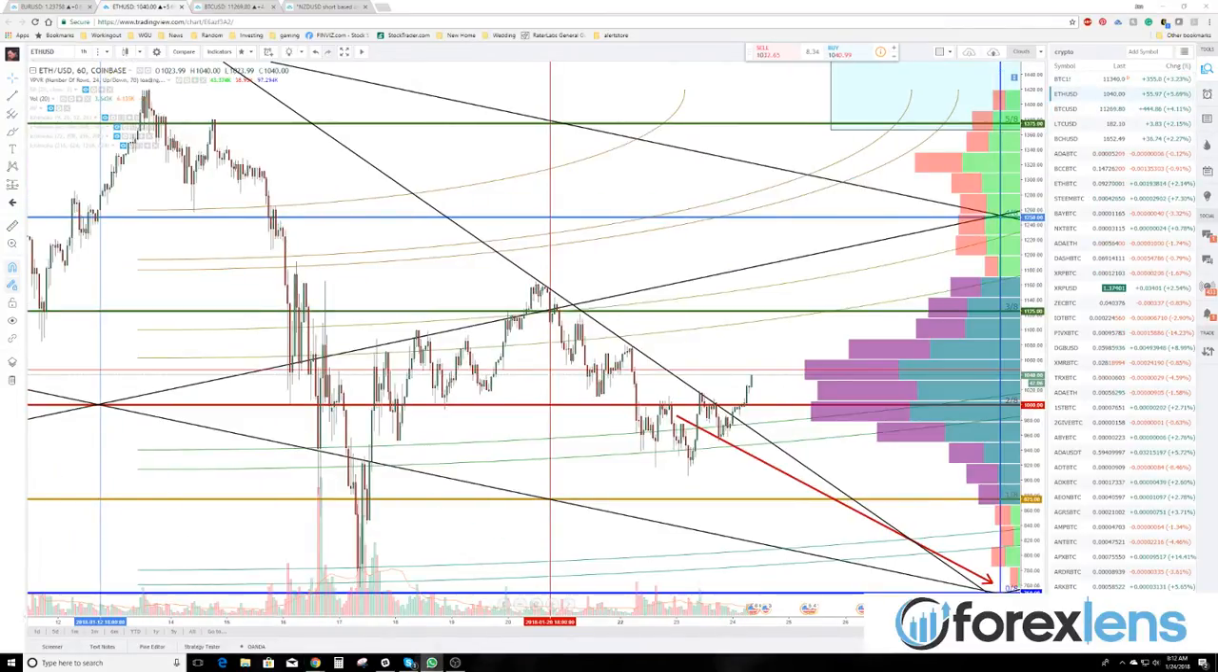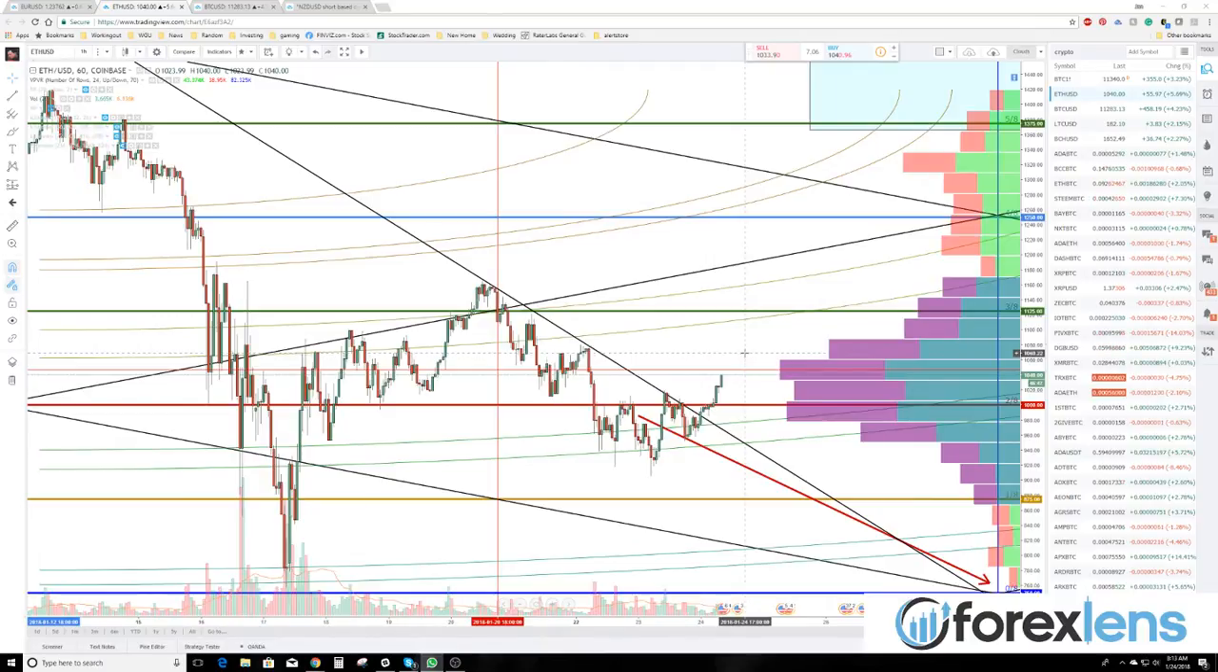Ethereum, pullback. Long it on a pullback towards 1,000. Yeah, that's fine.